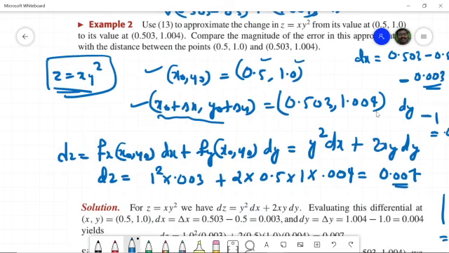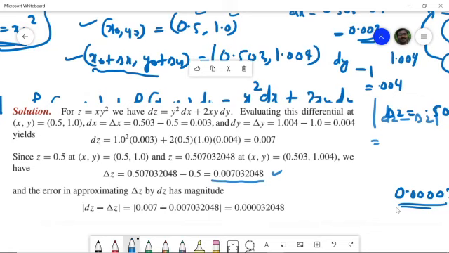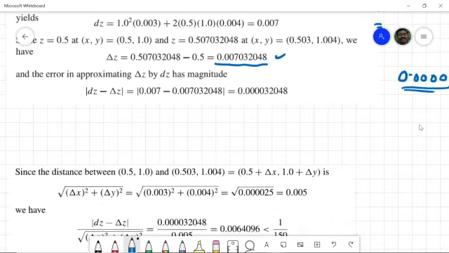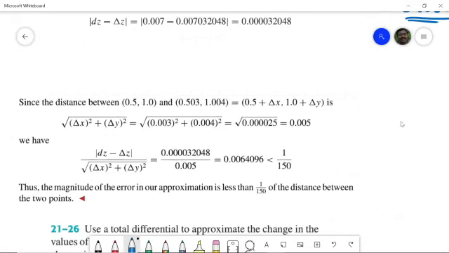So we'll get the answer as, so we can write like this. We have obtained the magnitude here. So you have the distance. The distance is actually 0.005. So you just find this value 0.0064096. So this is the comparison of the magnitude of error with the distance. This question is straight away taken from your textbook. You can once again go through the steps. It's very simple. These types of questions are very standard in differentials.